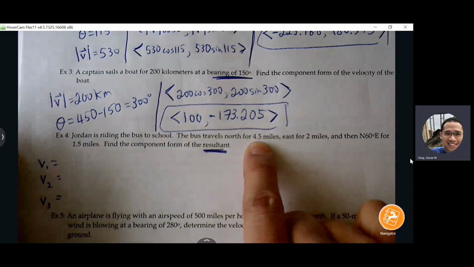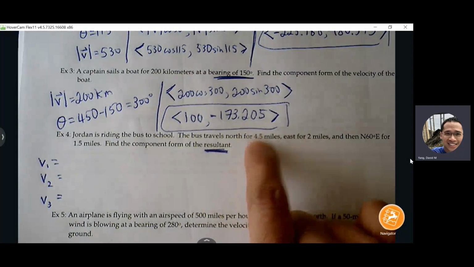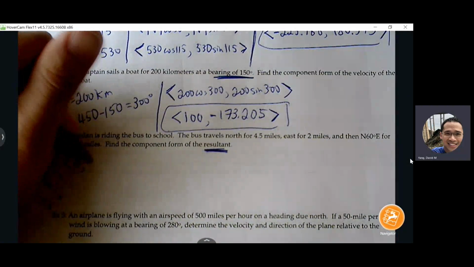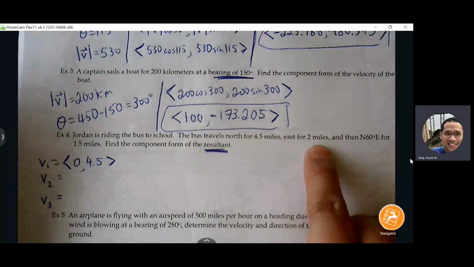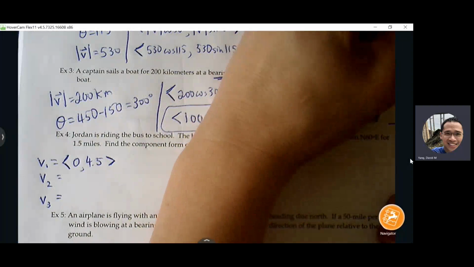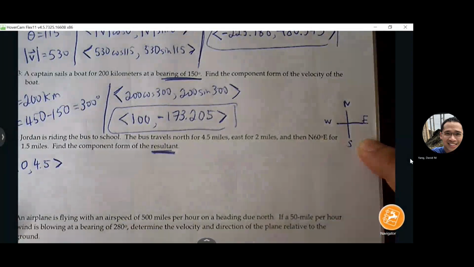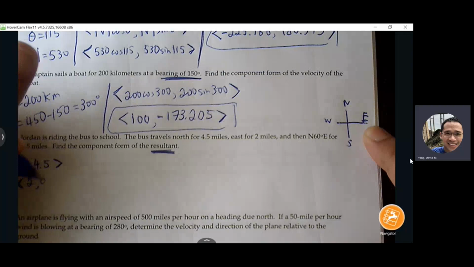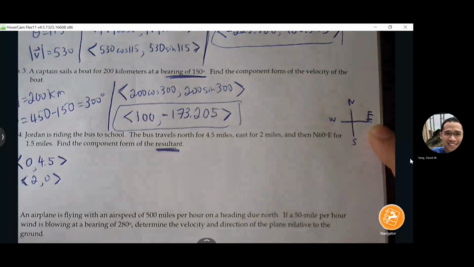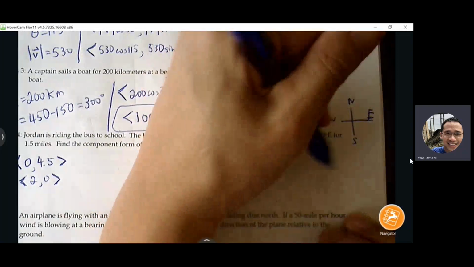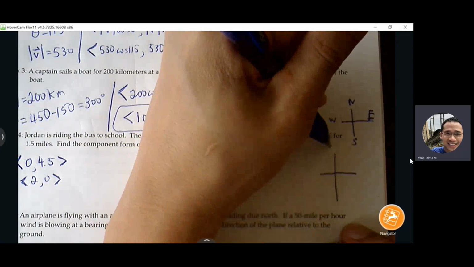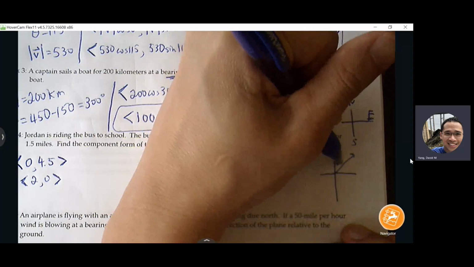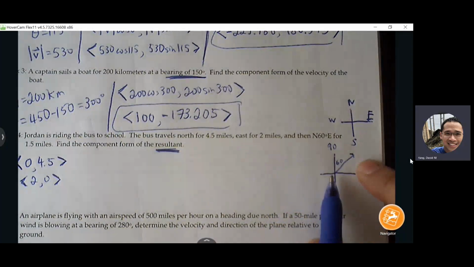Okay, bus travels north for 4.5 miles. What could be my vector for the first leg? 0, 4.5. East for 2 miles. So north, south, east, west. Good, positive. And third one is north 60 degrees east. So that means we have to figure out what that standard position is. That means I'm starting at 90 and I'm moving left 60 degrees. Good.